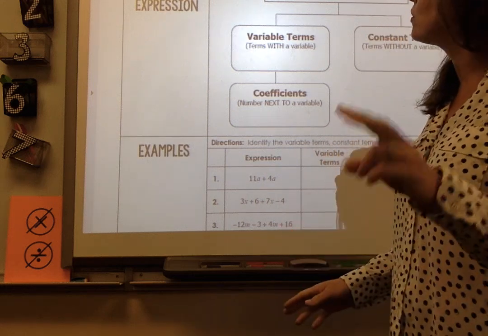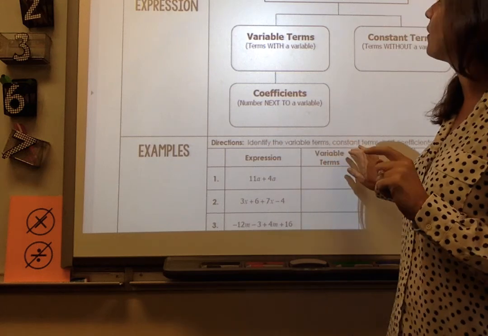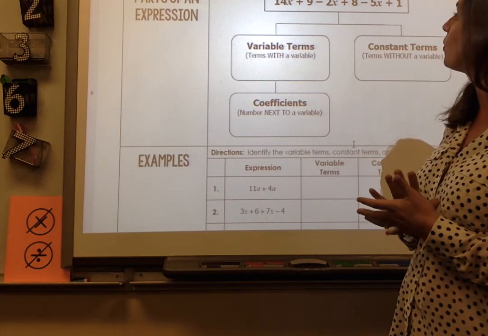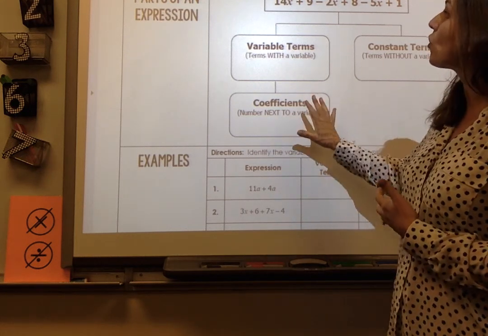Okay, guys, we are doing two sections today because we had rockets. So the first one that we're doing is parts of an expression. I handed you the homework for these. We've already glued them in our journals. So we're going to start here.